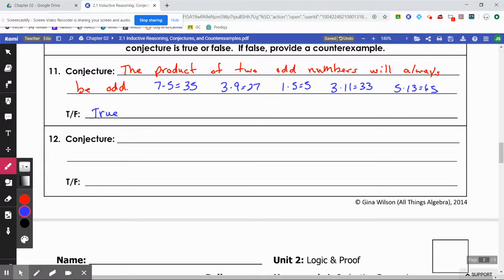So again, conjectures can be true or false. The way that we figure out if they're true or false is we're going to use some inductive reasoning. And if we come up with one example to make it false, then it's going to be false because of that counterexample.